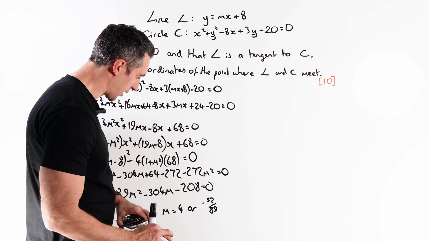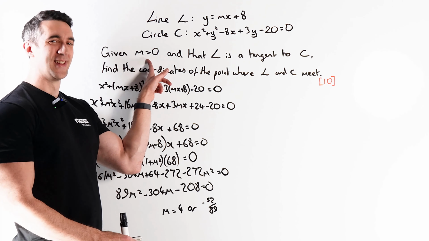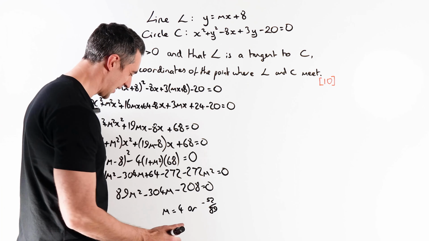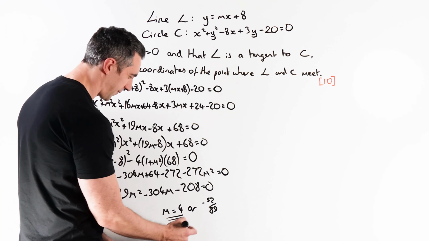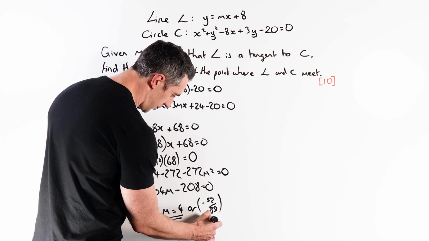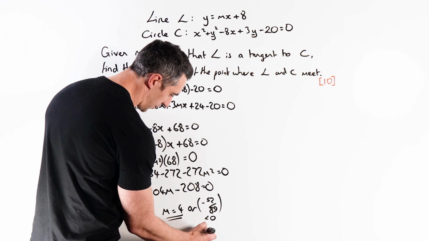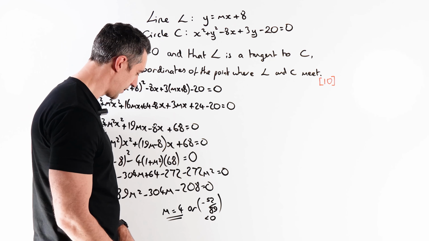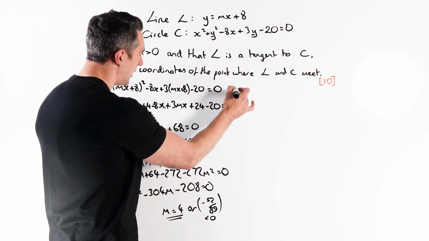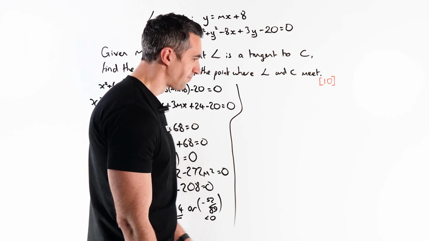Now I know which one I'm hoping we're going to use. Oh yeah, m was greater than 0. We're okay. So we can use our m equals 4 and ignore this one because it's less than 0. So we're not going to use that one for our values. All right, there we go. So we now know the value of m.